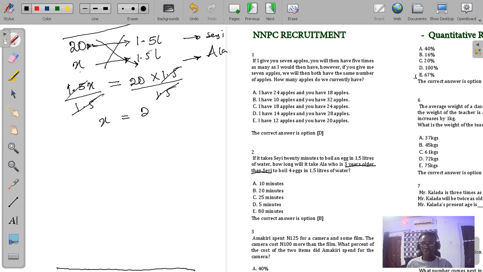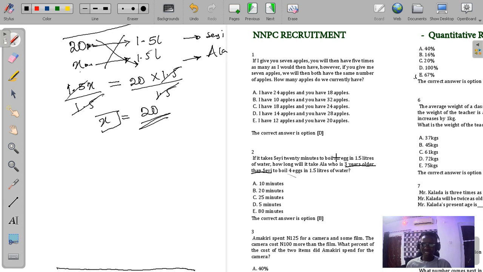That means x, which represents the number of minutes it's going to take Alan to boil that same egg, is just 20. Or if you want to go with boiling 4 eggs, it is not stated. If it were stated, I'll just go ahead and multiply this result by 4. To boil one egg, that is 20 minutes, and to boil 4 eggs, that is 80 minutes.